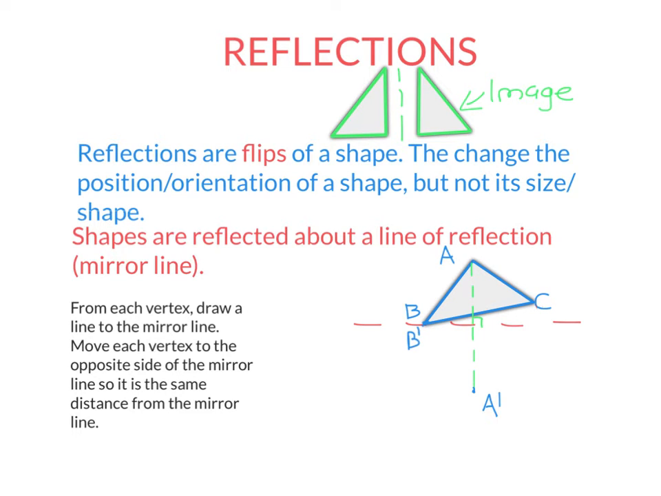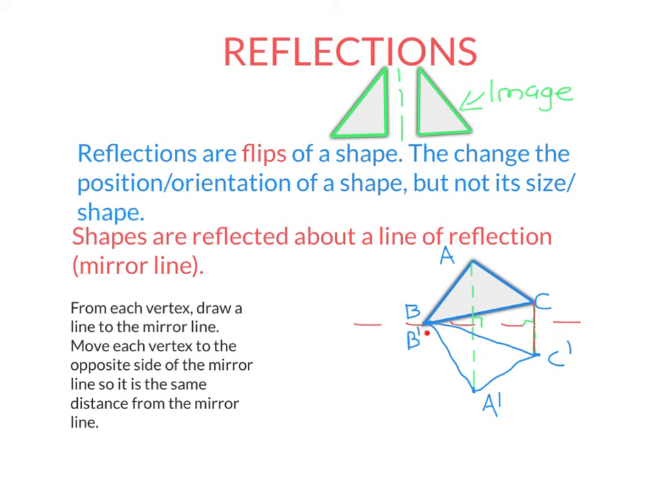So let's do something similar for C that we did for A. I draw a line from the vertex to the mirror line at 90 degrees, and then I extend the line onto the opposite side of the mirror line. This distance here and this distance here are the same. So I'm going to move C here to C dash. C and C dash are the same distance from the mirror line, but they're on opposite sides of the mirror line. When I've got all my vertices, all I have to do now is join them up.